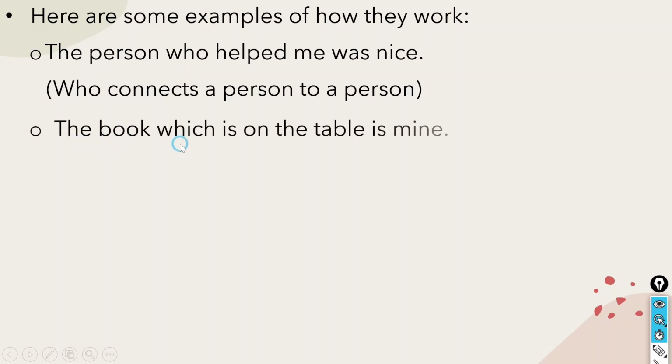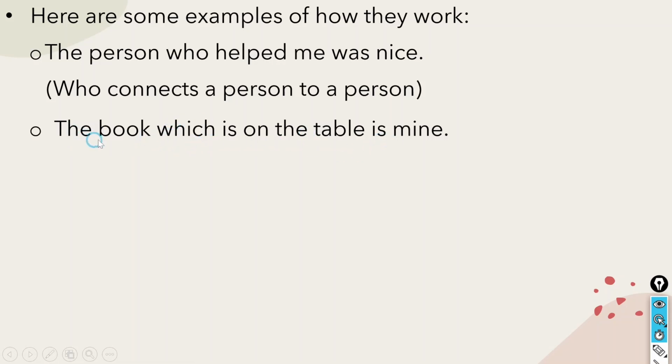Okay, so like the book which is on the table is mine. So you have seen this which is connecting, how these are connected, the book and mine. The book which is on the table is mine. Now you see, since this book is a non-personal object, you cannot use who, though in our day-to-day English language we make that mistake. You cannot say the book who is on the table is mine. The book whose is on the table is mine. You cannot do that. You have to say the book which is on the table is mine.